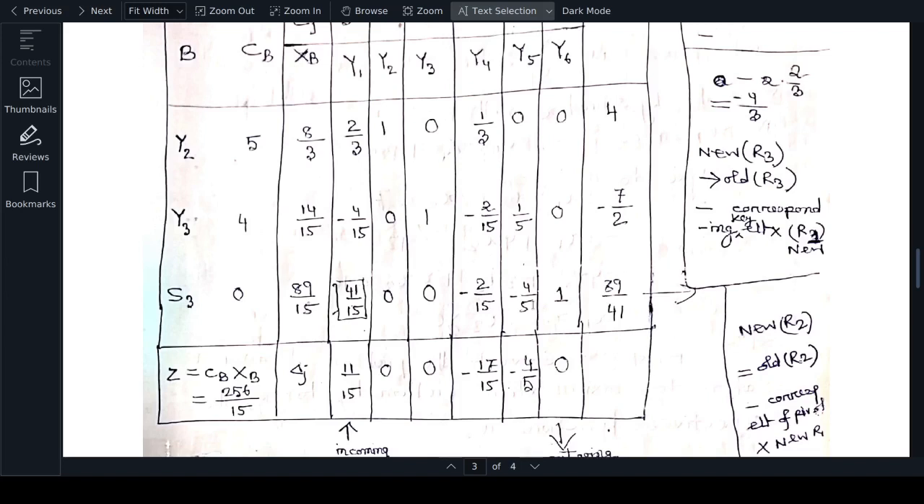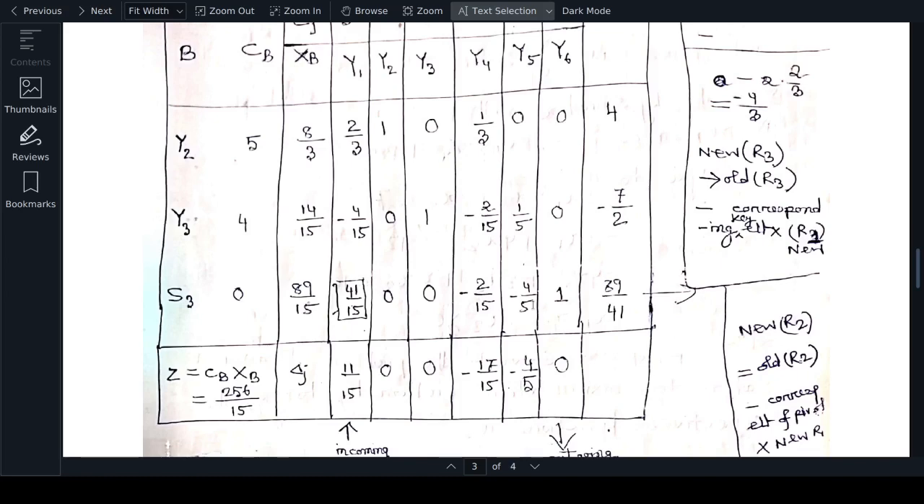So this is, I have written minus 7 by 2, but you can write a dash, because when a negative sign occurs in the minimum ratio, you will not consider it. Then 89 by 15, 41 by 15, so 89 by 41. So here the minimum value is which one? 89 by 41, not minus. Negative values you will not consider in the minimum ratio row. Minimum ratio, negative sign and infinity will not occur. So the minimum value is 89 by 41.